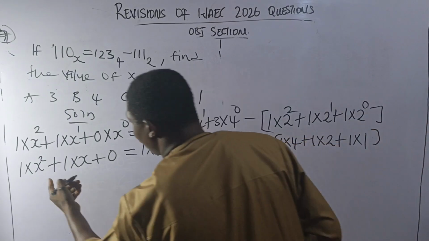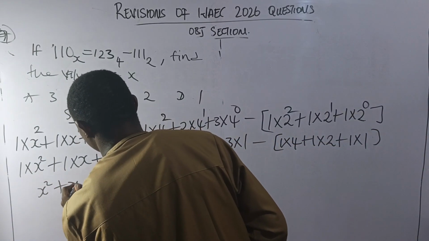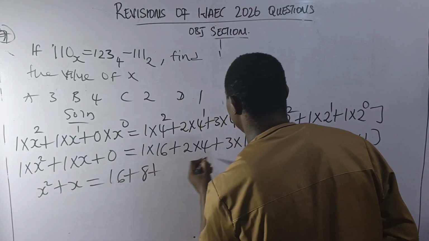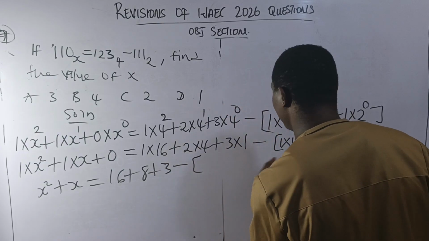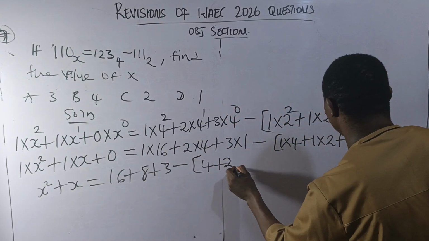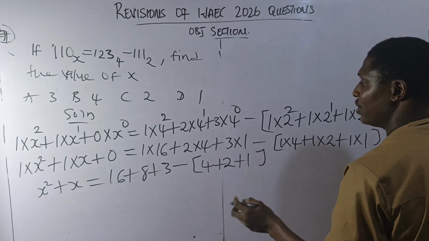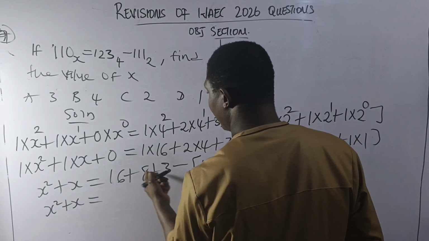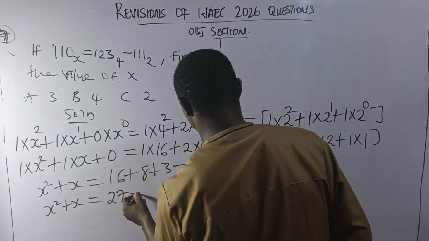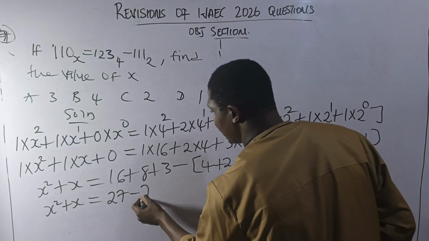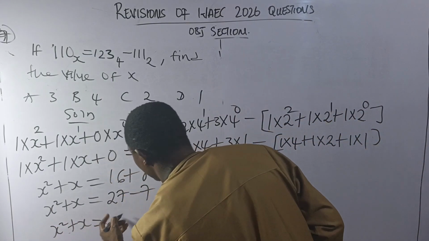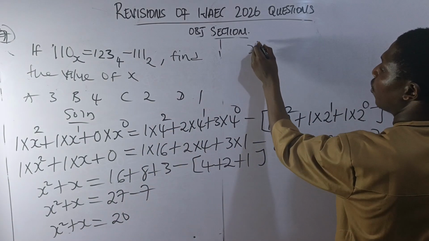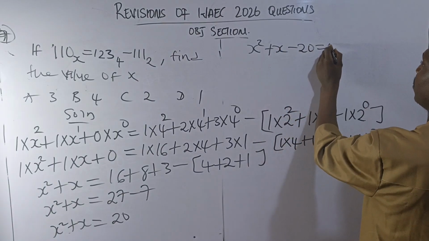So therefore I have 1 times x squared is x squared, 1 times x is x, plus 0 doesn't matter, 1 times 16 is 16, 2 times 4 is 8, 3 times 1 is 3, minus in brackets, 1 times 4 is 4, plus 1 times 2 is 2, and 1 times 1 is 1. So therefore I have x squared plus x equals, this will give me 19, 27, minus, this will give me 7. So I have x squared plus x equals 20. Now I can move this to the other side and factorize. So I have x squared plus x minus 20 equals 0.